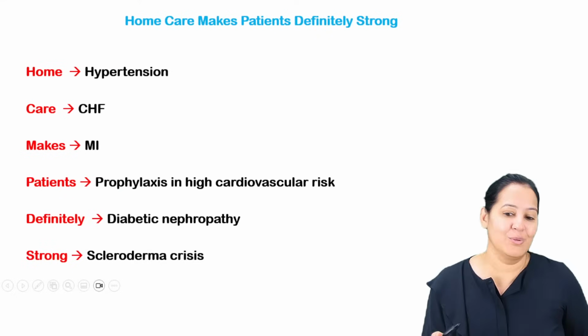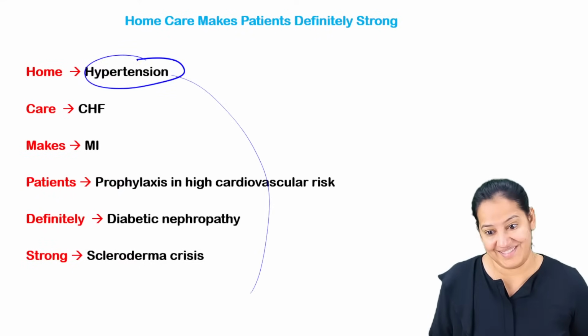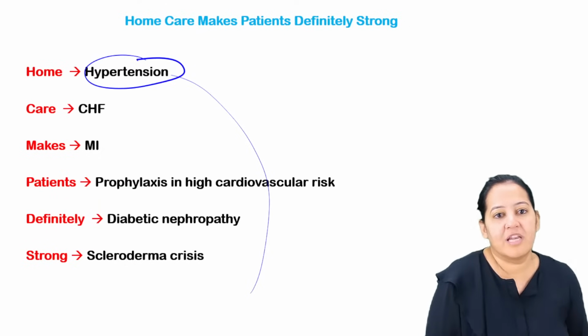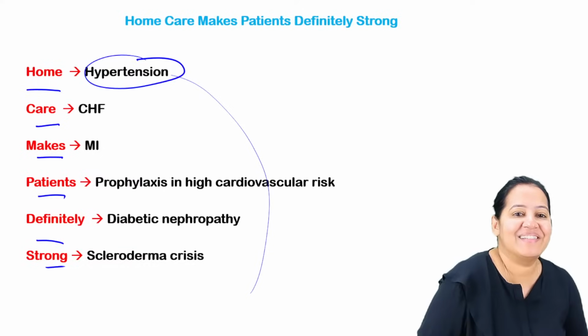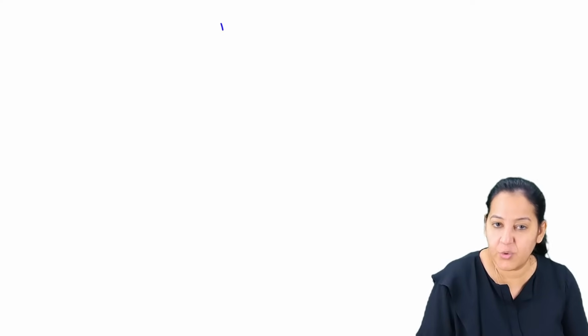So what are the uses of ACE inhibitor? The most important use is hypertension. But other uses are also there. Say yes. So I have a mnemonic for you. The mnemonic is home care makes patient definitely strong. H stands for hypertension. It is the first choice in hypertension. Acha, let me tell you about hypertension also.